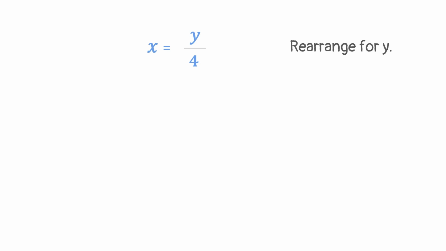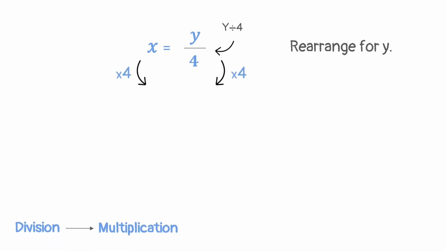So x is equal to y over 4. We want y on its own. On the right hand side of the equation, we have y over 4, written like a fraction. This just means y divided by 4. So now we know what it literally means. We can apply our inverse rules as normal. We'll multiply both sides by 4 to obtain y on its own. y is equal to 4x.